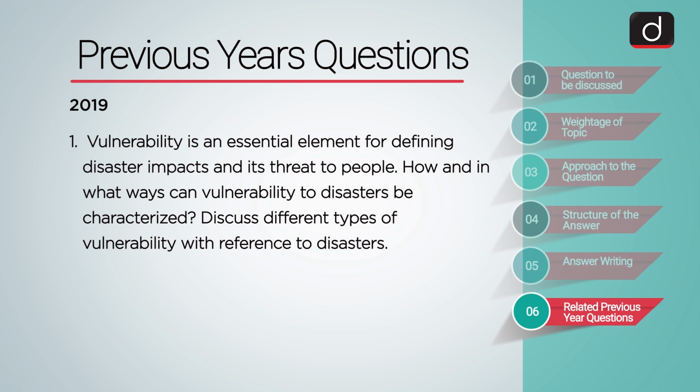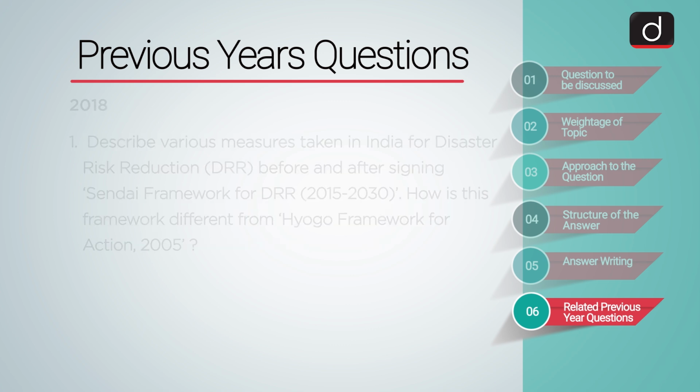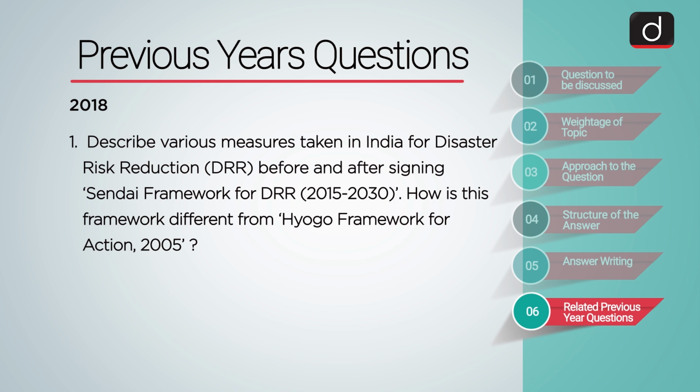In 2019, the following question was asked. Vulnerability is an essential element for defining disaster impacts and its threat to people. How and in what ways can vulnerability to disasters be characterized? Discuss different types of vulnerability with reference to disasters. In 2018, the following question was asked. Describe various measures taken in India for disaster risk reduction before and after signing Sendai Framework for DRR 2015 to 2030. How is this framework different from Hyogo Framework for Action 2005?